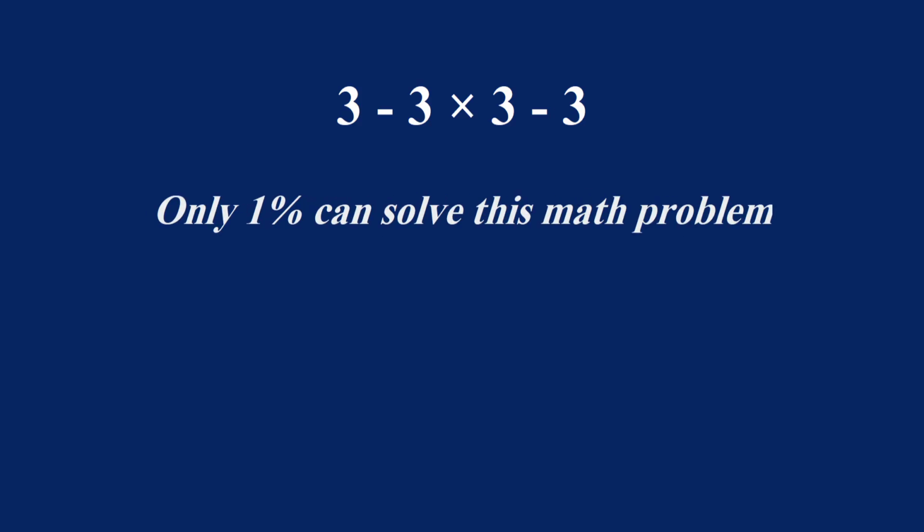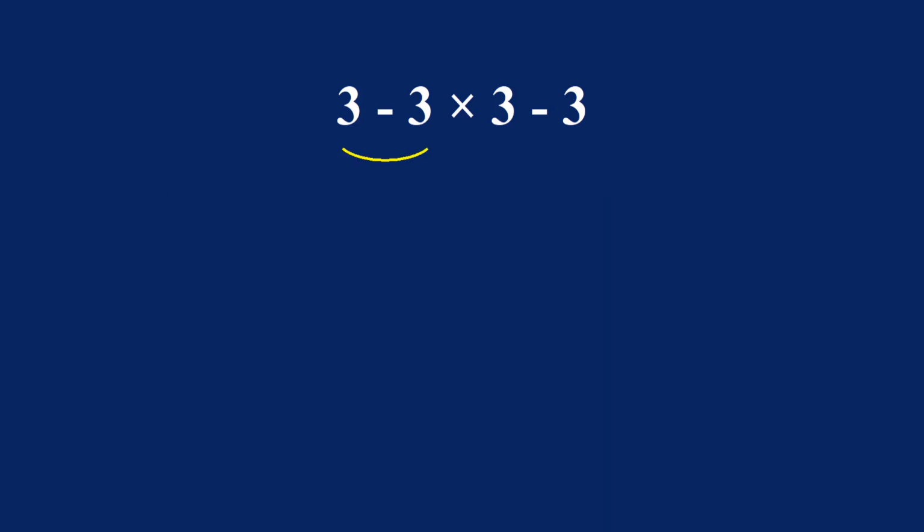In today's adventure vlog: 3 minus 3, which equals 0, times 3 minus 3 equals 0. Now we have this problem, 0 times 0, which equals 0. But this answer is not correct because according to the order of operations, we must do the multiplication and division, then do adding and subtraction. So first we do this multiplication, then this subtraction, and at last this subtraction.